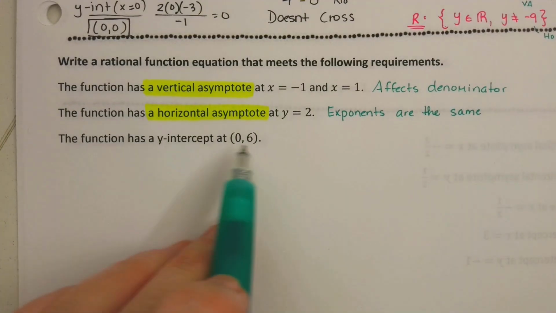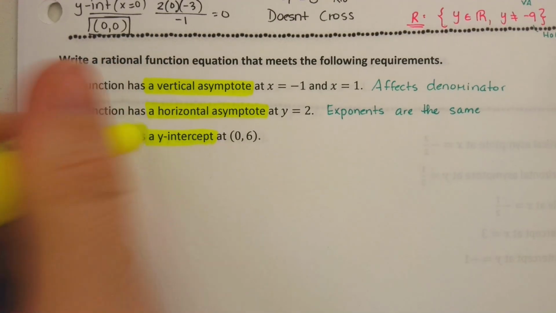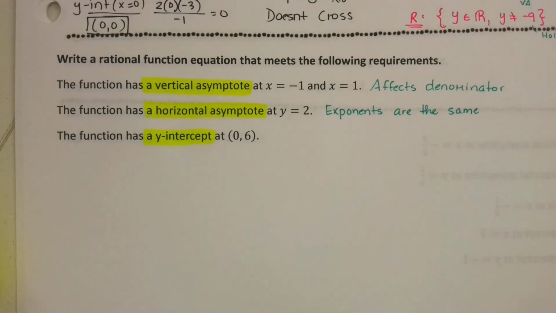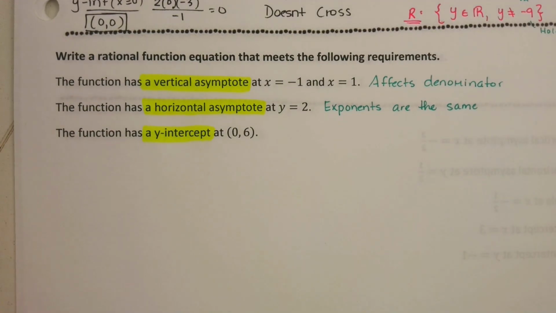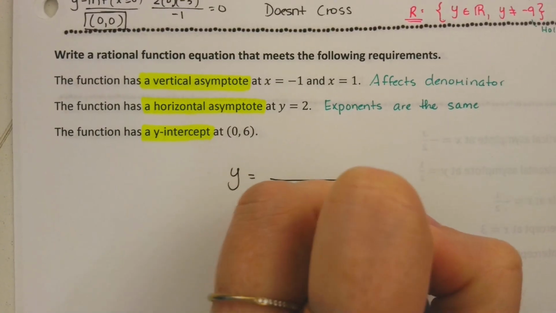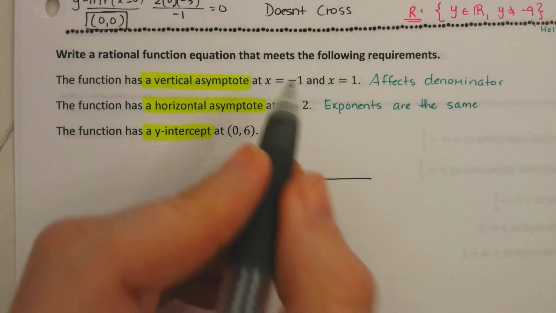And then the function has a y-intercept at 0, 6. Okay, remember a y-intercept is basically when you plug in 0 for x, we would get an answer of 6. So I'm going to start kind of puzzle piecing this one together. And anytime we write an equation, we're actually just writing one possible answer. There's so many different possible answers you can get. I usually just write the most basic one. So I'm going to start just by obviously making it a function. I definitely want to say y equals. Okay. The one thing I can definitely set up right now is my denominator. What does my denominator have to have in order to get these two?